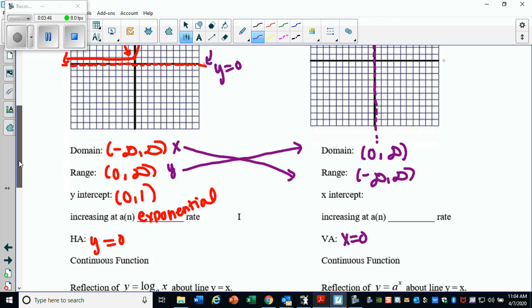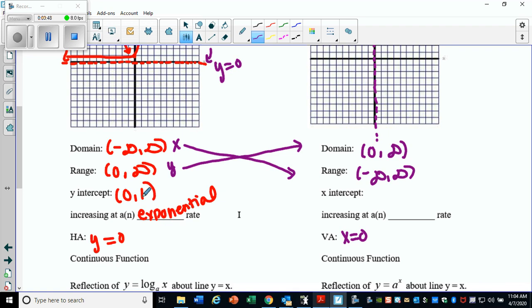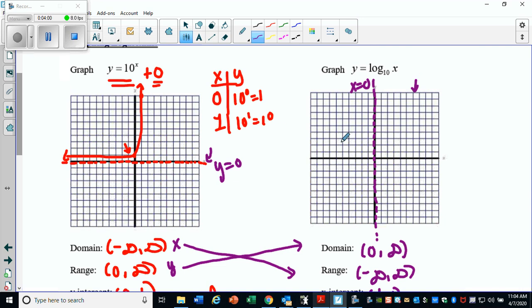So now let's think about what our x and y intercepts are. If this was a y-intercept, remember inverses switch x and y. So if we switch the x and the y, now your y-intercept becomes an x-intercept at (1, 0). So let's just go ahead and graph that. Now visually think about switching all of these ordered pairs, okay?